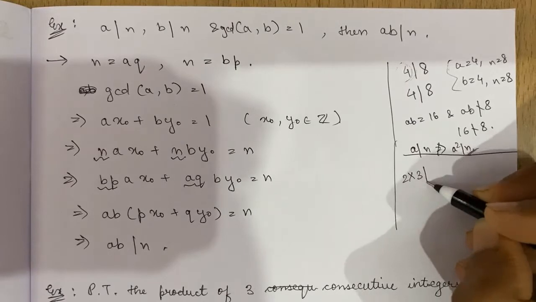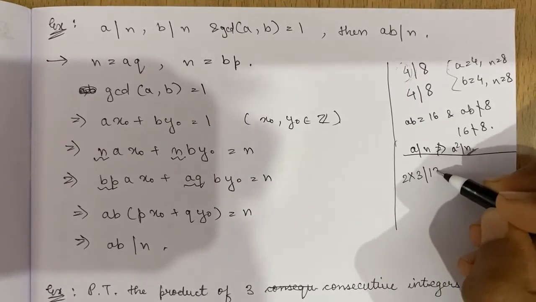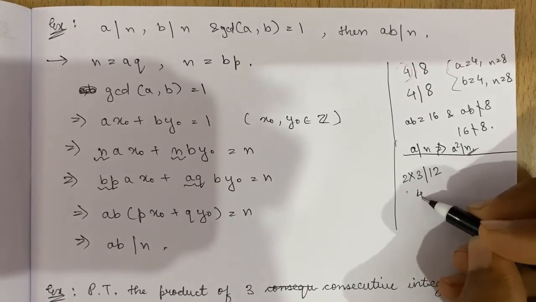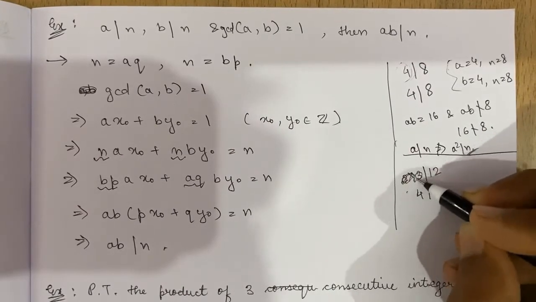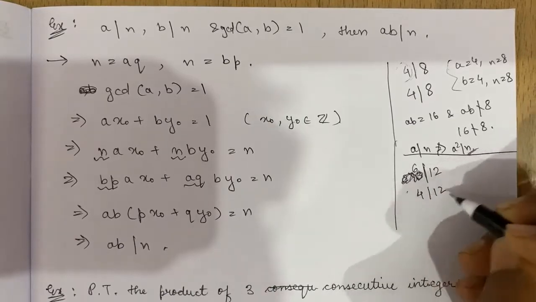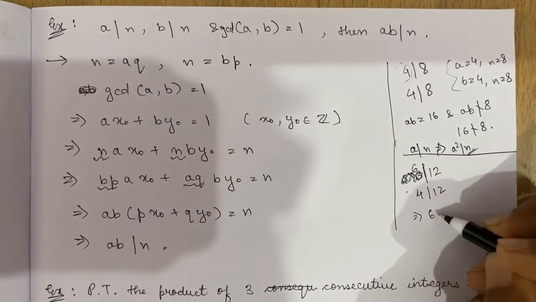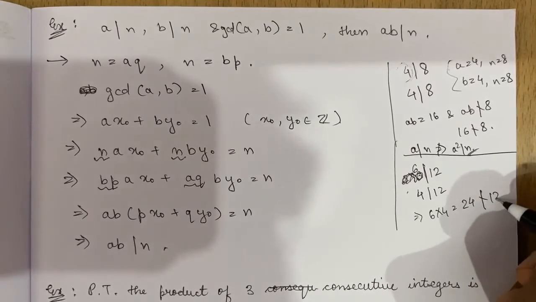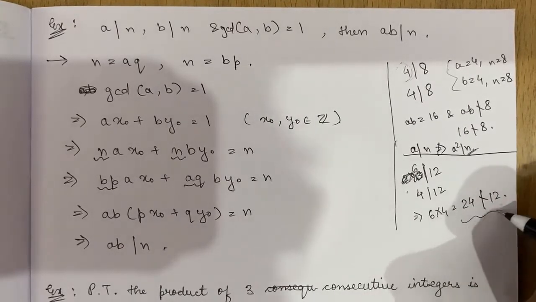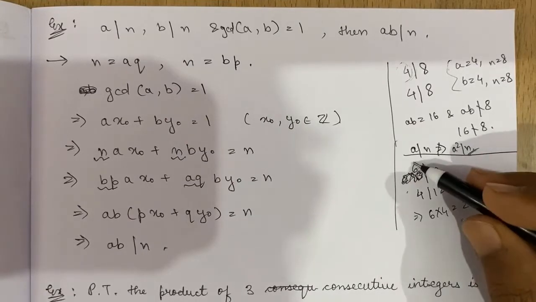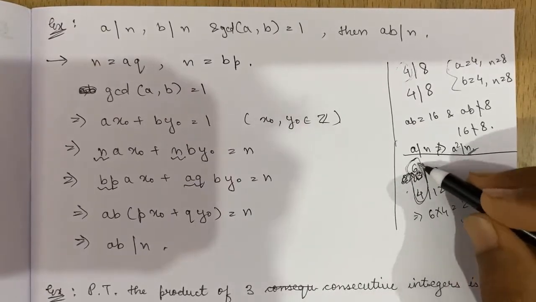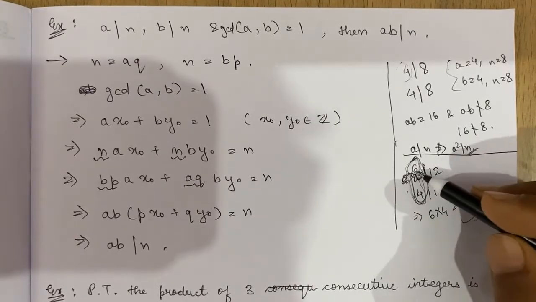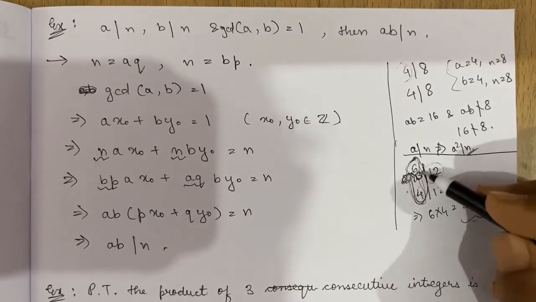2 times 3 divides 12 and 4 divides 12, right? Yes, so 6 divides 12 and 4 divides 12, but their product 6 times 4 equal to 24 does not divide 12, right? So the product can become larger also, and this doesn't mean that the product would divide the number.